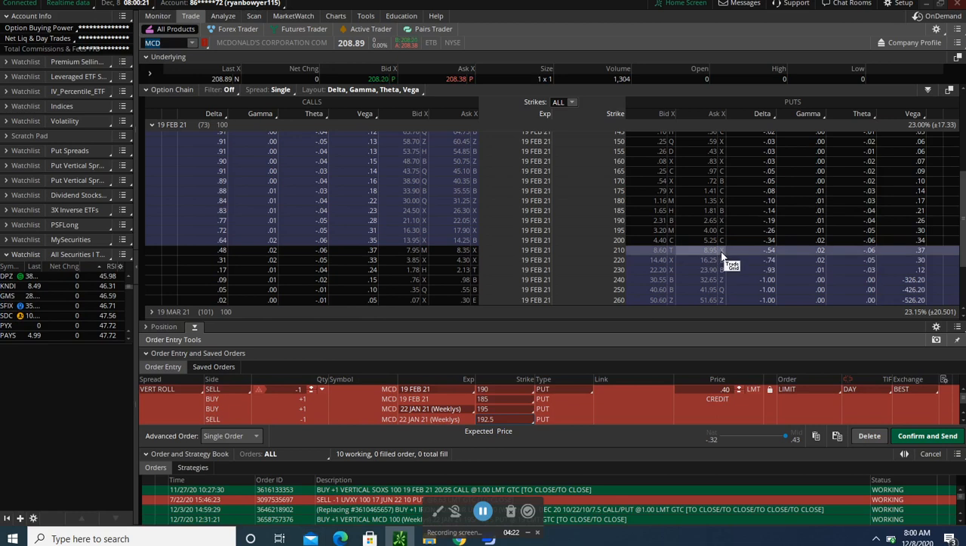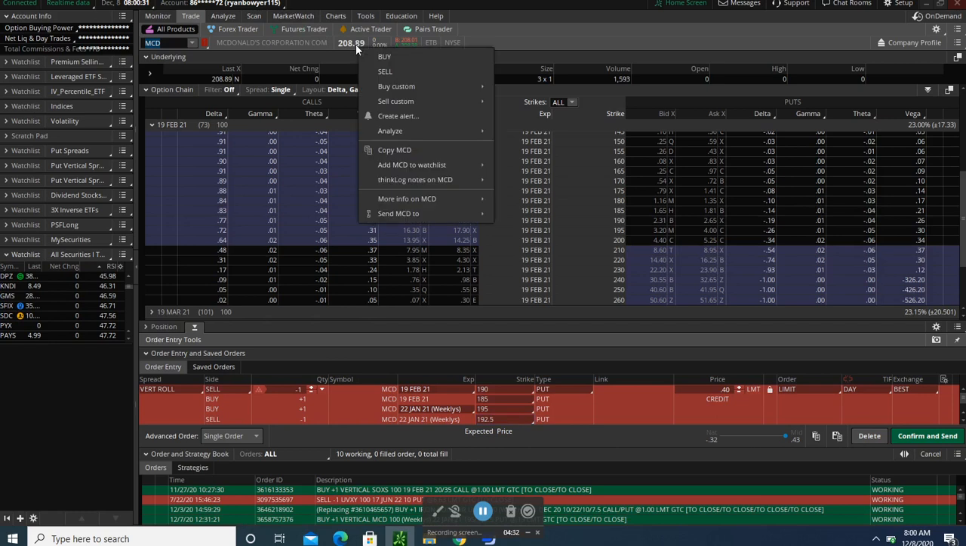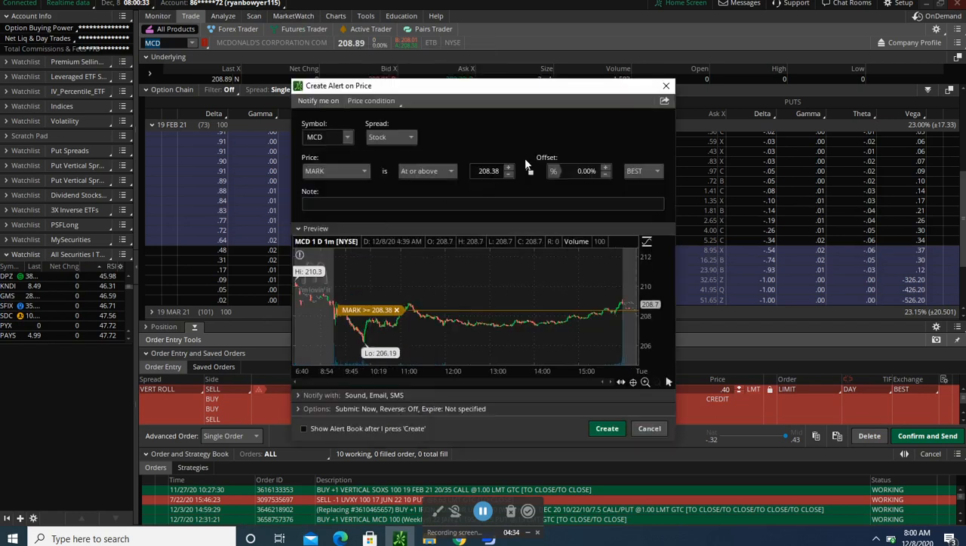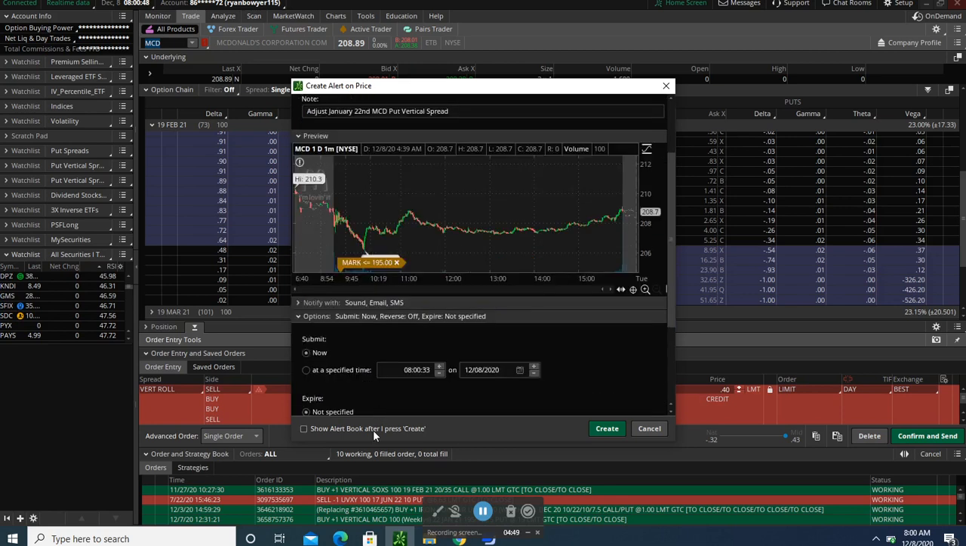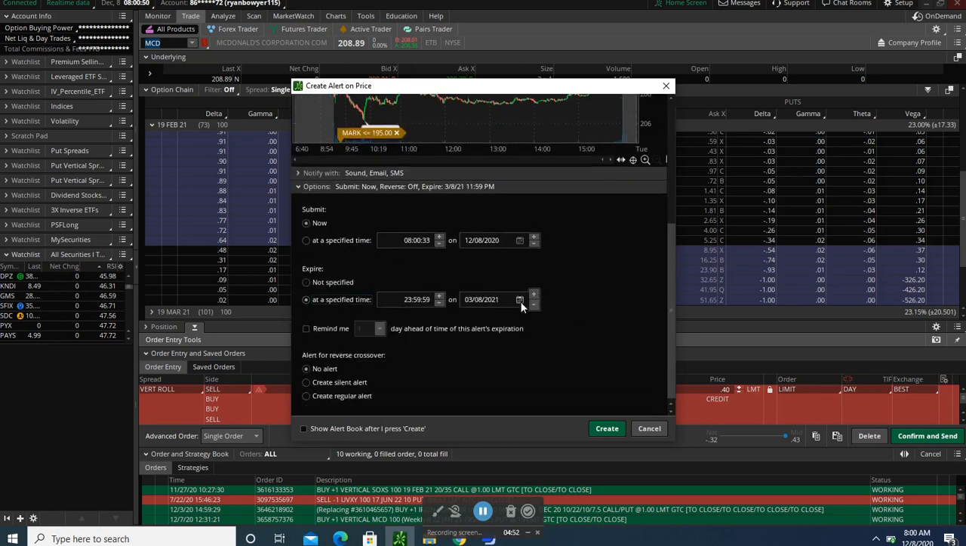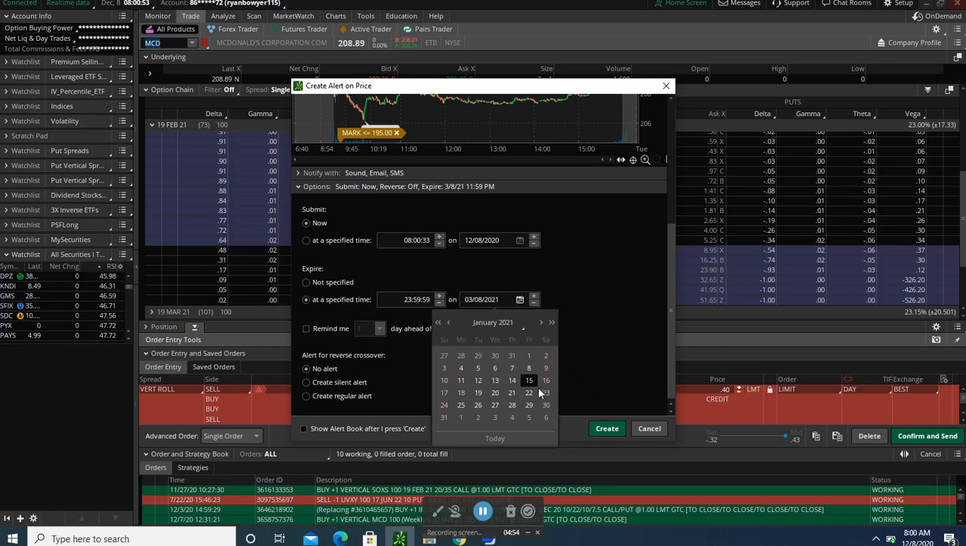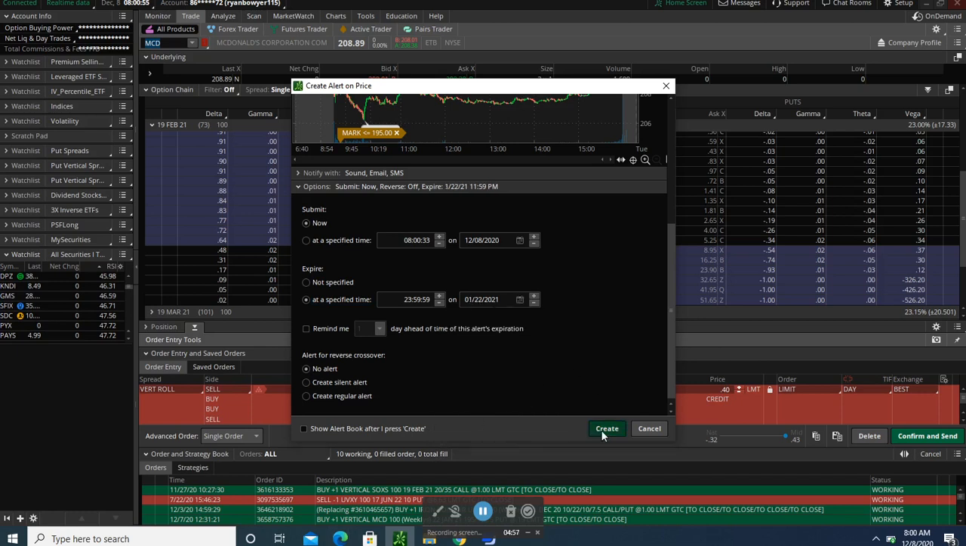So this is where we are at. This is the MCD trade from yesterday. We will, of course, continue to monitor. Go ahead and put an alert in for 195 here, and you can do that really easily by saying create alert, 195, adjust January 22nd MCD put vertical spread. One of the things I always like to do with this is to end it at the specified time, so that it automatically comes off my books. So we're going to create that.